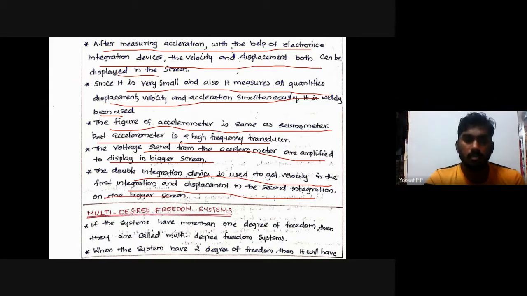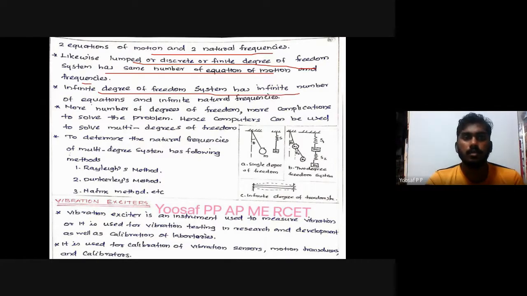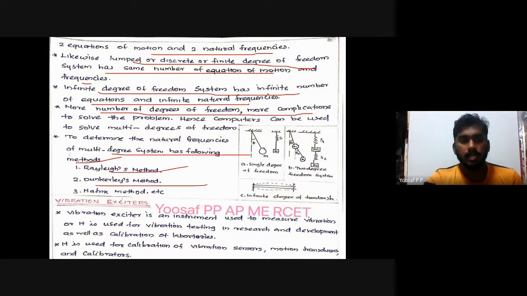Multi-degree freedom system. If a system has more than 1 degree of freedom, then the system is called a multi-degree freedom system. When the system has 2 degrees of freedom, it will have two equations of motion and two natural frequencies. Likewise, a lumped or discrete finite degree of freedom system has that number of equations of motion and frequencies. An infinite degree of freedom system has infinite equations and infinite natural frequencies. The more degrees of freedom, the more complicated to solve, hence a computer can be used. To determine natural frequency of a multi-degree system, the following methods are used: Rayleigh method, Dunkerley method, or matrix method.